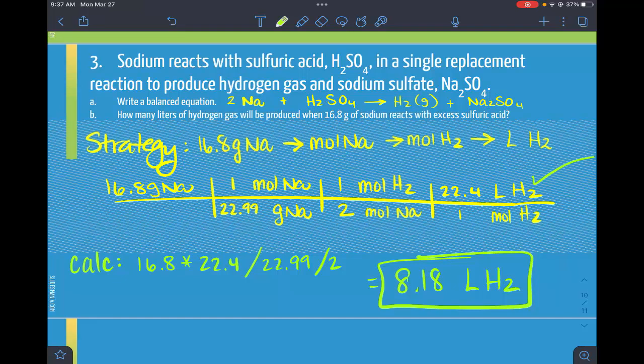All right, that is our last example. I hope this was helpful. Main idea, remember that if we're talking about gases, 1 mole of a gas occupies a volume of 22.4 liters.